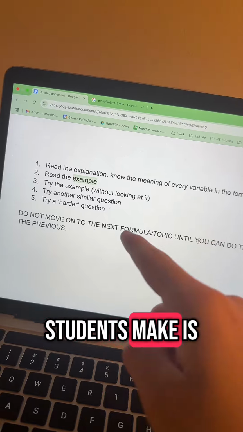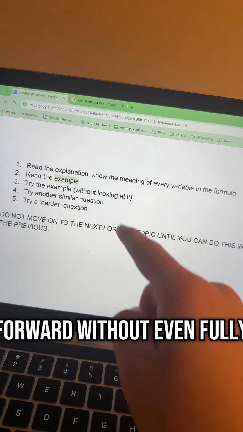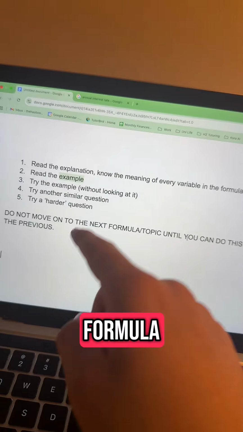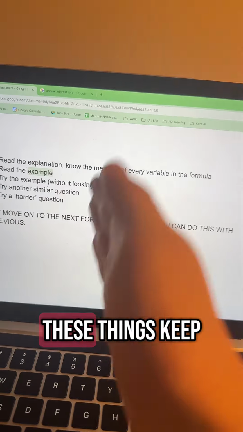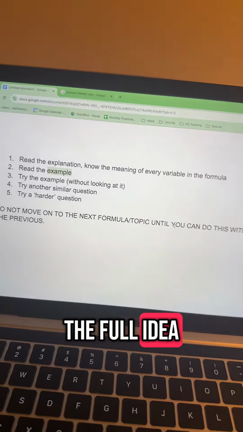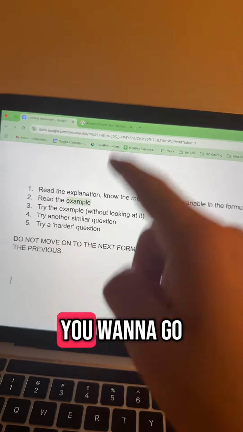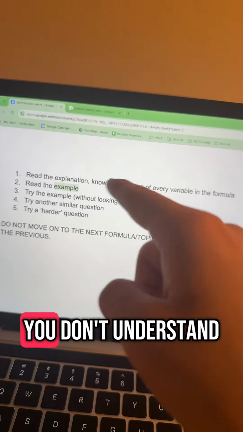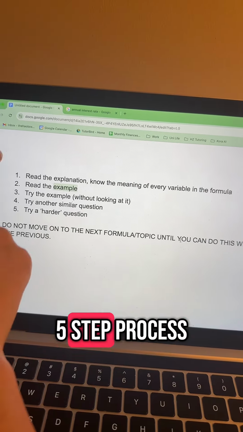The biggest mistake that students make is they constantly go forward without fully understanding the previous formula or the previous topic, and as these things keep building on each other, they get stuck in an endless loop of constantly not understanding the full idea. That's why whenever you start learning maths, you want to go back to the earliest thing that you don't understand and do this 5-step process.